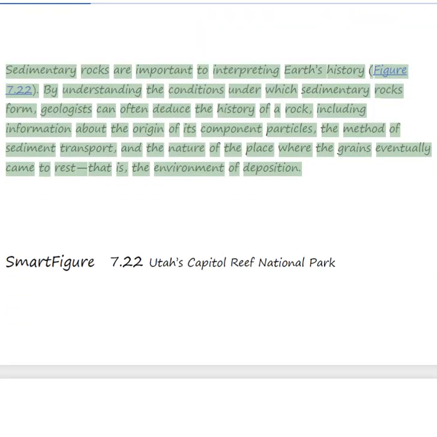Sedimentary rocks are important to interpreting Earth's history. By understanding the conditions under which sedimentary rocks form, geologists can often deduce the history of a rock, including information about the origin of its component particles, the method of sediment transport, and the nature of the place where the grains eventually came to rest, that is, the environment of deposition.